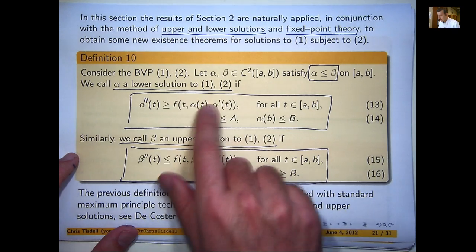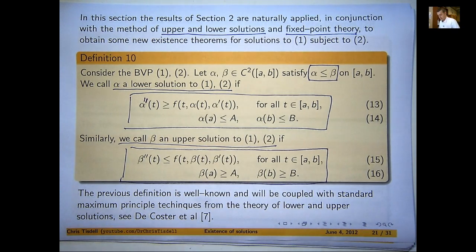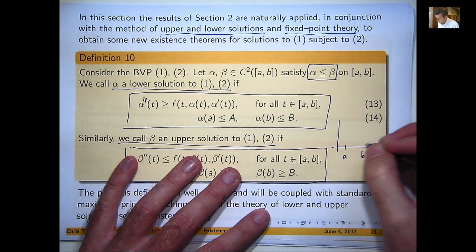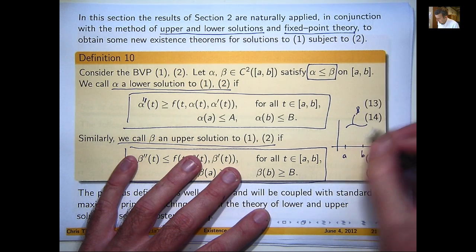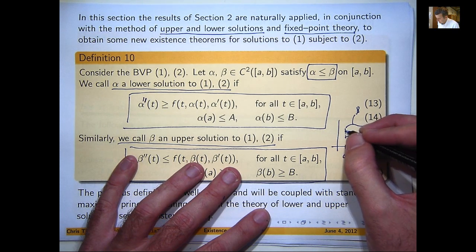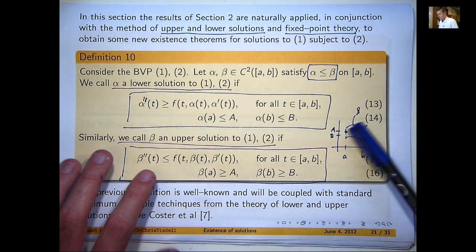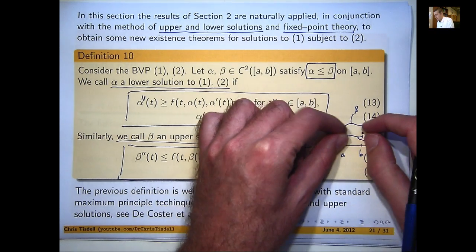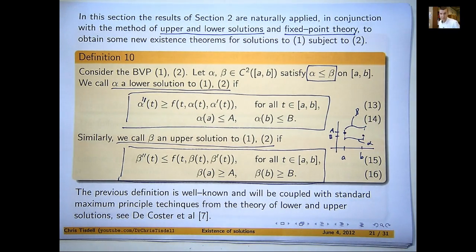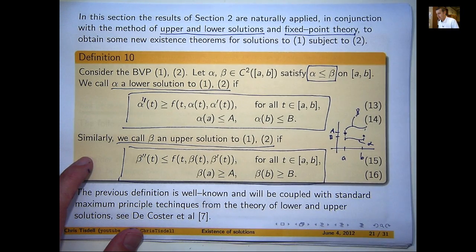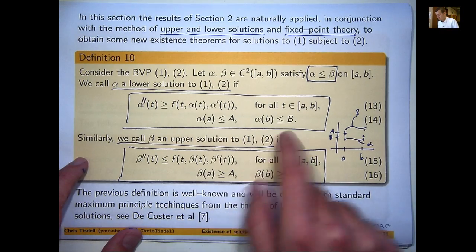Okay, so we call alpha a lower solution and beta an upper solution. Let me just draw a picture. So alpha and beta, this might be your beta, this might be, say, your alpha. They're well ordered, and this might be your big A, and this might be your big B. Now, in this definition, the ends of the alpha and the beta don't necessarily touch, but we will make that assumption in our main theorem. Okay, so I guess the assumptions on alpha and beta in this presentation are even stronger than what we've got here.